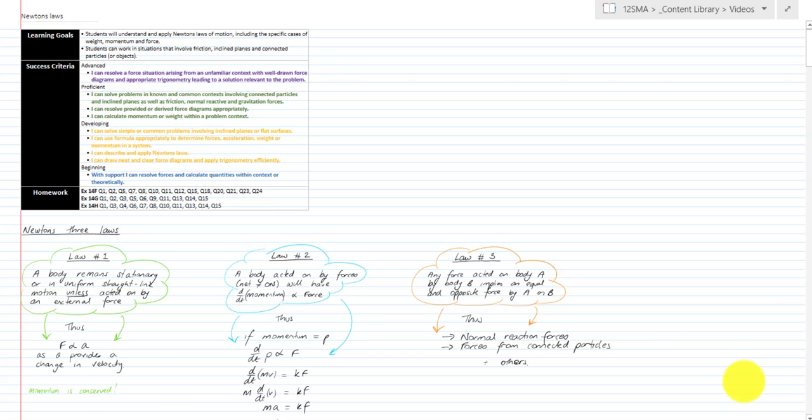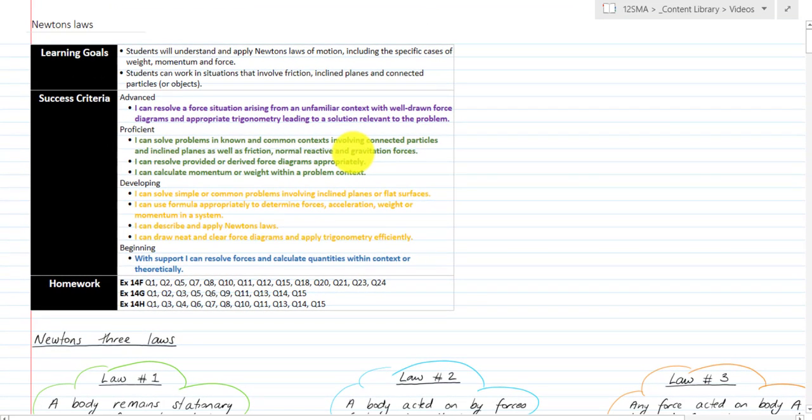Hi and welcome to video 9 of Newton's Laws set of videos, and this is part of our forces topic in Unit 4, Topic 2, Specialist Mathematics. We'll be looking at Newton's Laws as a continuation of our work with acceleration in different forms and simple harmonic motion.